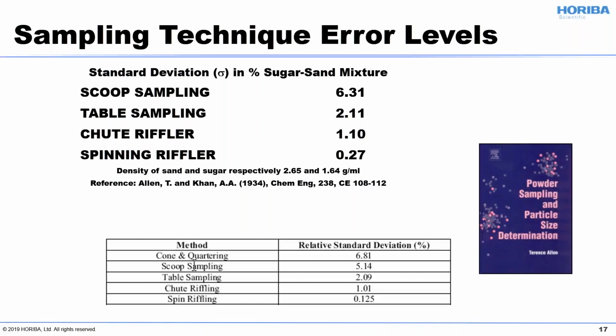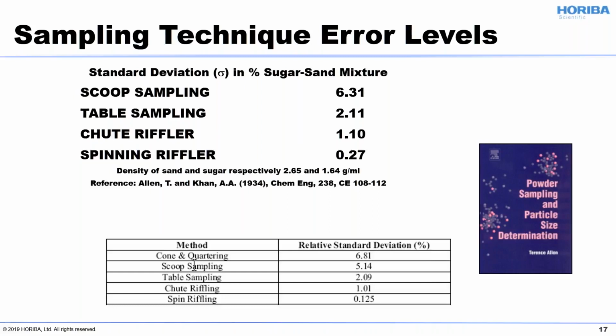And there are some studies and publications of the repeatability of various sampling techniques, summarized in this slide here. That's from Allen and Khan in Chem Engineering, and then from Terence Allen's Powder Sampling and Particle Size Distribution. So the results will depend somewhat on your sample, and this becomes a judgment call which you choose. Because look, the spinning riffler is great. Everybody says it has great repeatability. I absolutely agree. But you do have to clean 8 or 10 jars each time and set it up each time, and so it's a bit more of a hassle.